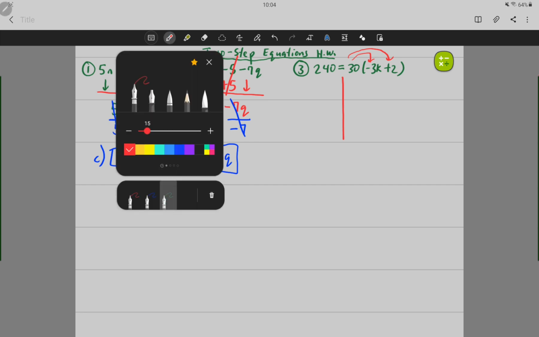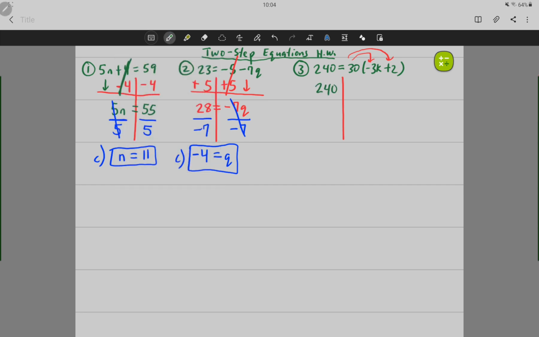All right, so let's bring down the 240 and the equal sign. And now we're going to multiply 30. So positive 30 times a negative 3. Positive times a negative is a negative. And 30 times 3 is 90. So this will give us negative 90. And don't forget that k. So negative 90k.